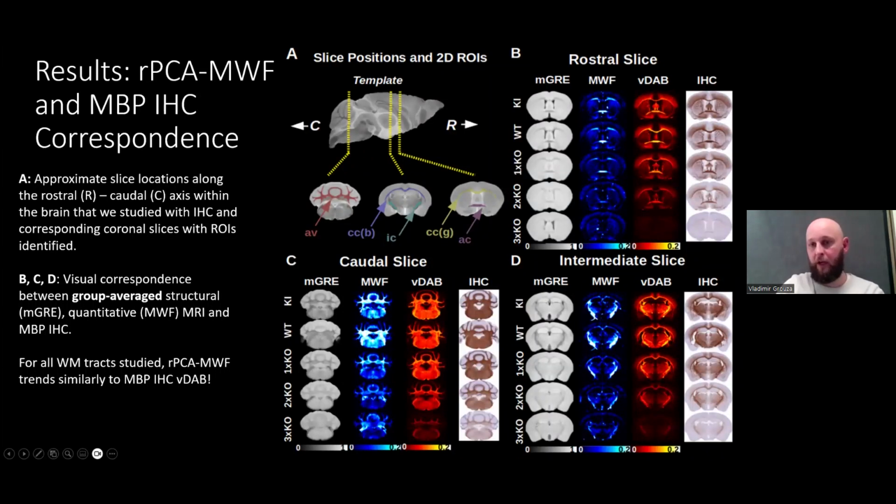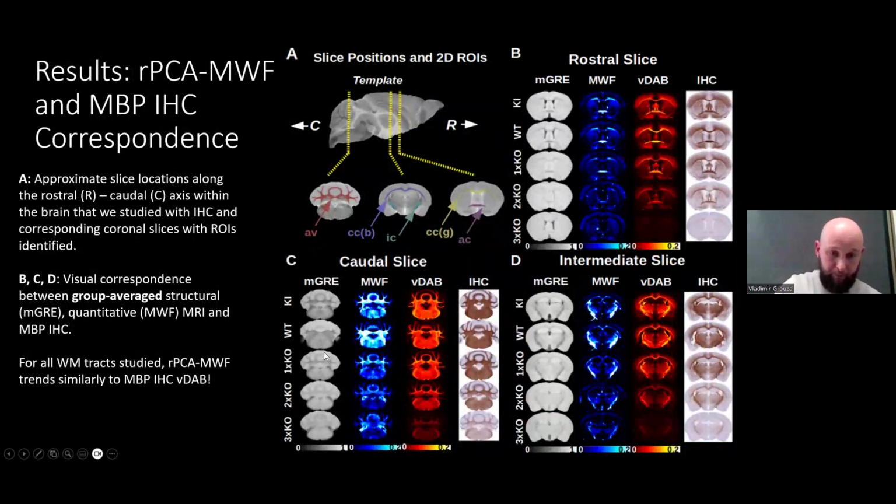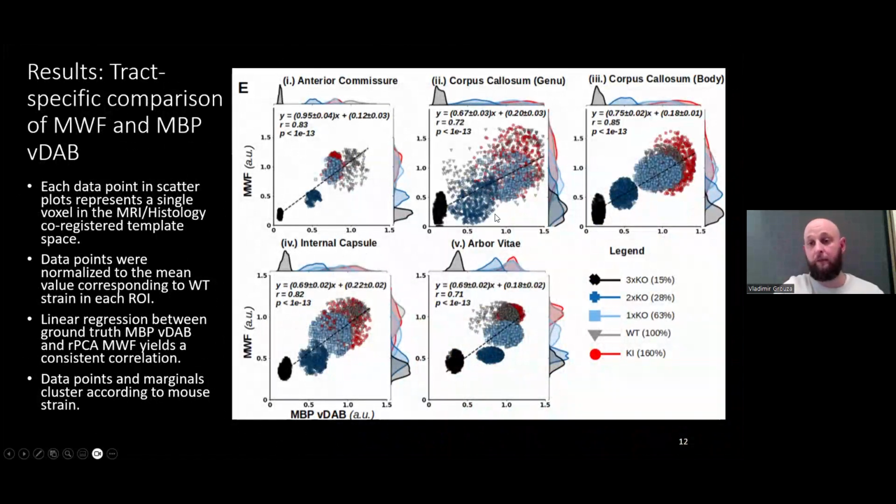So the thing that we're looking at is essentially this blue and this red. And we make the argument that if you use these parcellation masks in 2D space as a function of our progressively hypomyelinating genotypes, we can see that our MWF maps and our VDAB maps align quite closely, which is rather encouraging.